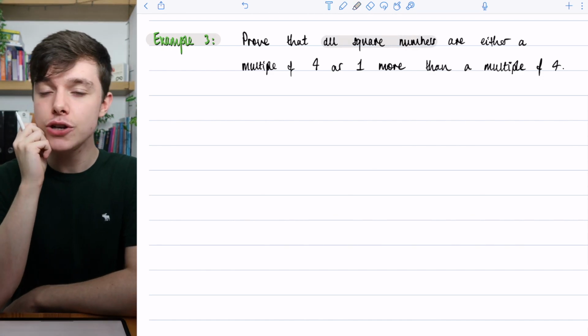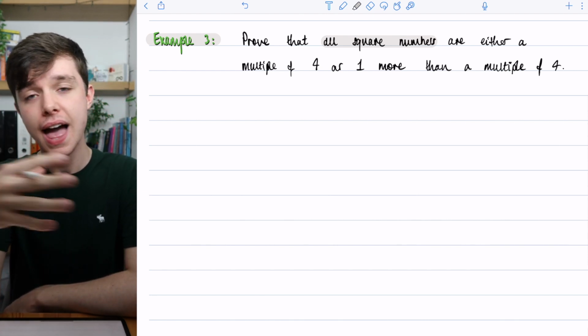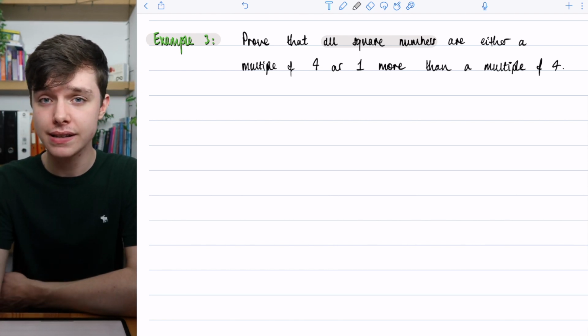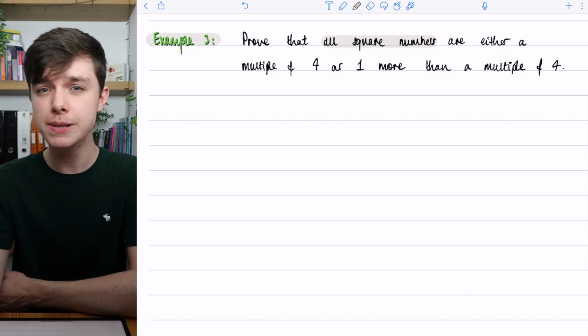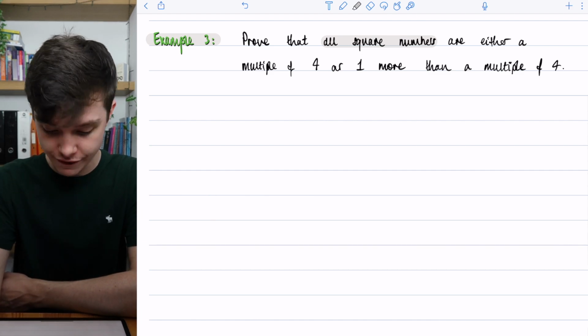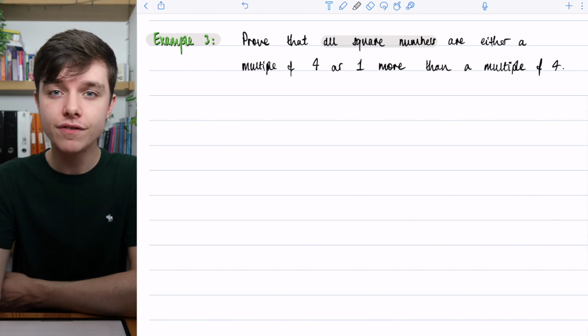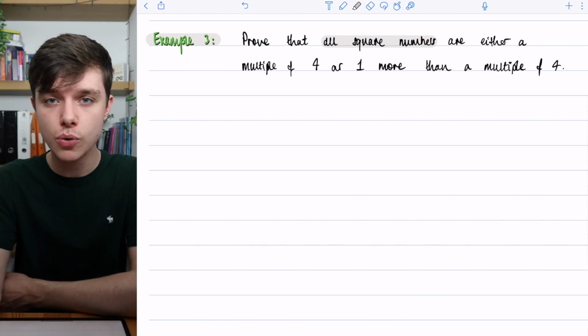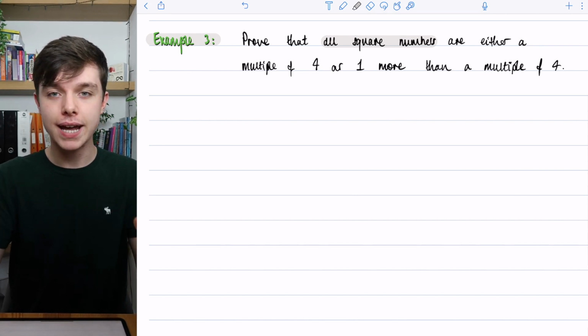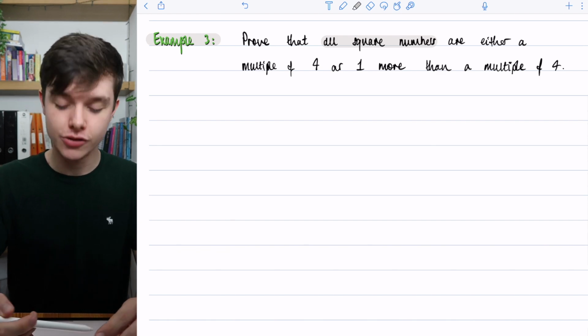I physically cannot prove all square numbers. I would never finish the proof because, is there an infinitely many number of square numbers? I think so. They're just going to go on forever and ever. We can continue squaring and squaring. So there's going to be many, never going to finish actually, square numbers.